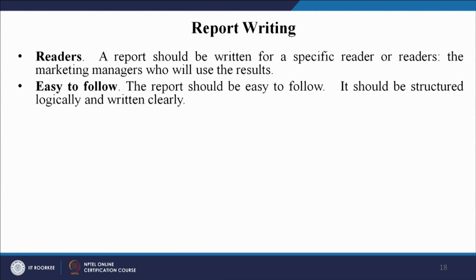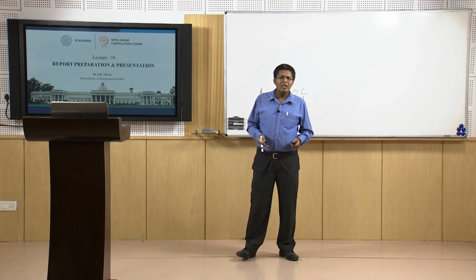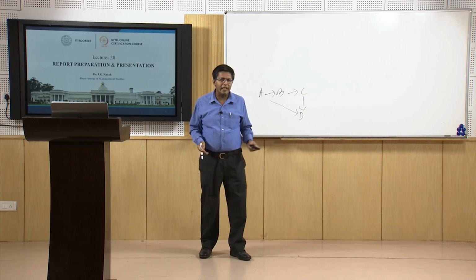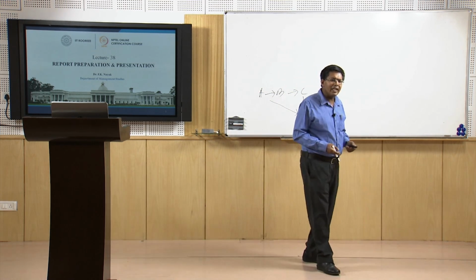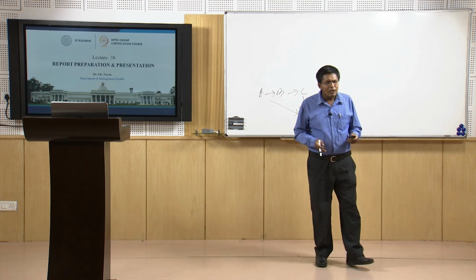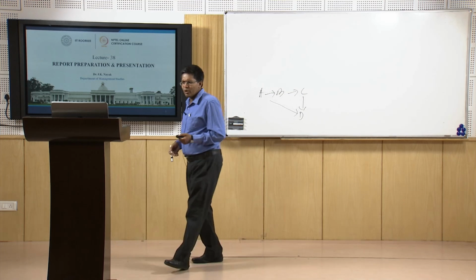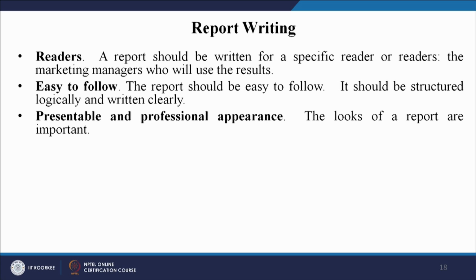Reader: a report should be written for a specific reader or readers, such as the marketing managers who will use the results. Now, if you are writing for marketing managers, the report might not be very interesting for a scientific community, right. Similarly, something written for a scientific community might not be very interesting for a marketing manager. So, you need to understand who your reader is, and accordingly write the report. Easy to follow: the report should be structured logically and written clearly.